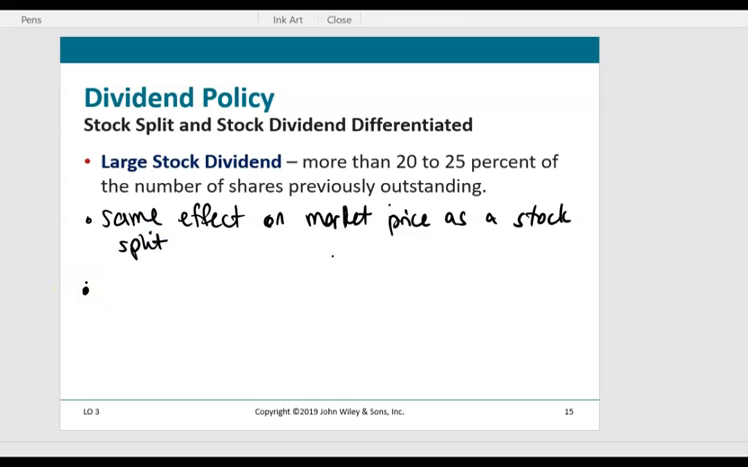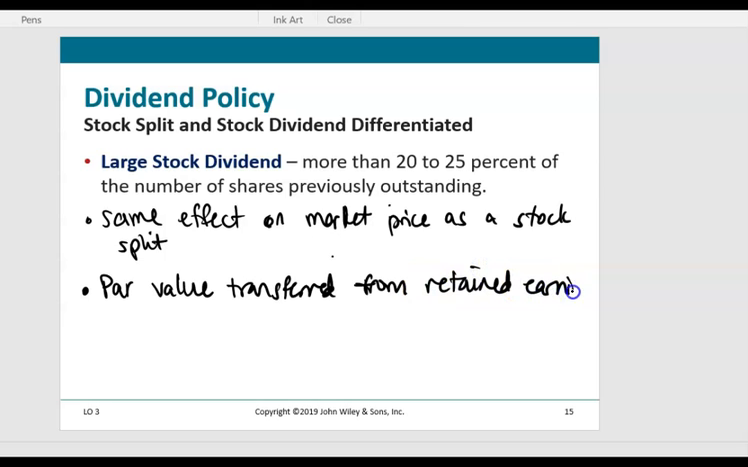What are the accounting rules? Well, remember with the small stock dividend, we transferred the fair market value of the shares out of retained earnings and into the common stock account. We don't do that here because we're not really sure the market price is going to change by this amount of the dividend, because it's so big. So what we do is transfer the par value. The par value of the additional dividends given is transferred from retained earnings. Par value, not fair market value, not fair value. From retained earnings to the common stock account, or if this were preferred, to the preferred stock. So more generally, we could say to the capital stock account.